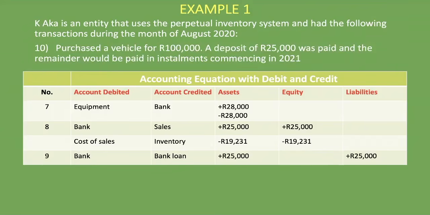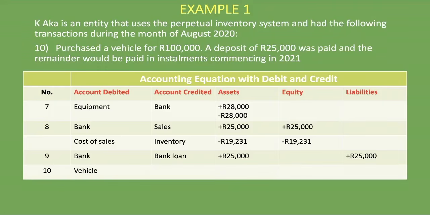We are told here that we purchased a vehicle for 100,000 Rand. A deposit of 25,000 Rand was paid, and the remainder would be paid in installments commencing in 2021. Okay, so we have a lot of details here. The first thing that we just note here is that we purchased a vehicle for 100,000 rand. So we know a vehicle is an asset, and assets increase on the debit side, so the account debited here is going to be vehicle.